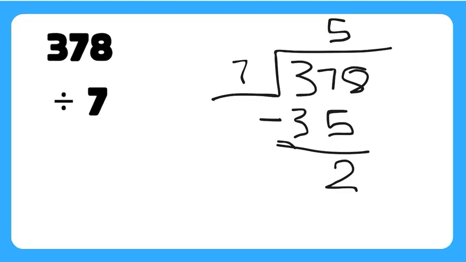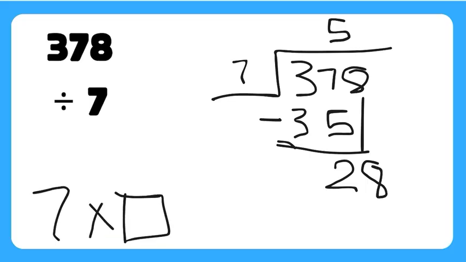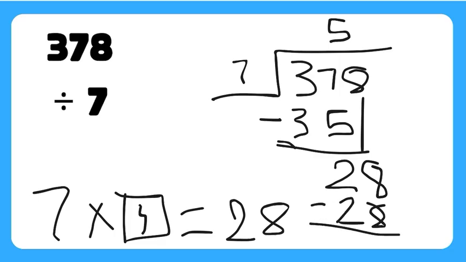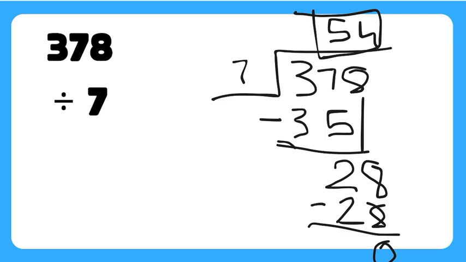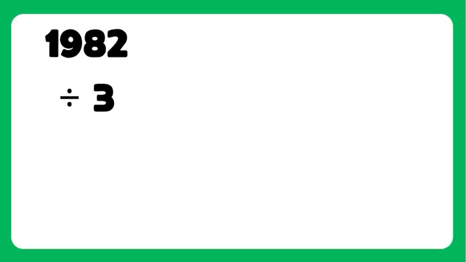Now we have 2. We will bring down this 8. And now 7 times what is equal to 28. You will see that this 28 is actually there in the table and it is 4 that you multiply it by. So you can subtract 28 from it, which gives you 0. Since this is giving you 0, that means that you don't have to do decimal division. So we will put the 4 over here to get our final answer of 54. Let's move on to the next question.